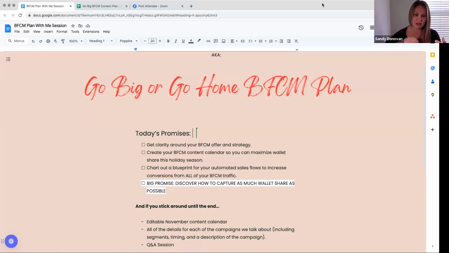Not just so that you can have revenue spikes throughout the season, but so that we can set you up for 2024 so that you can really capitalize on this growth moving forward. And we're going to show you some very specific ways on how you can do that using the attention and the traffic and the budgets that come during the Black Friday, Cyber Monday season.